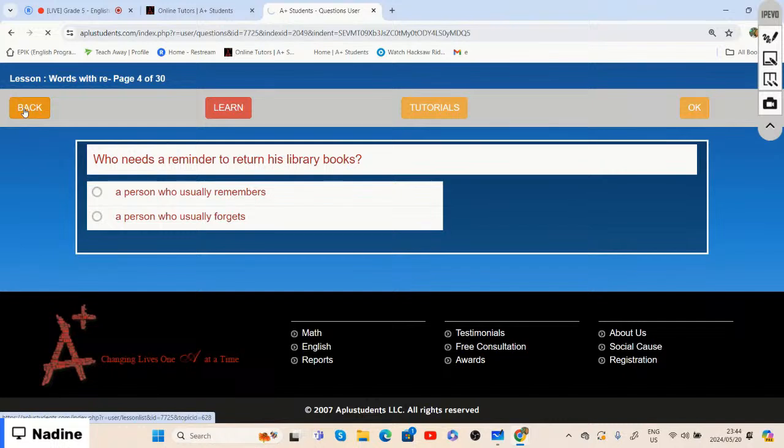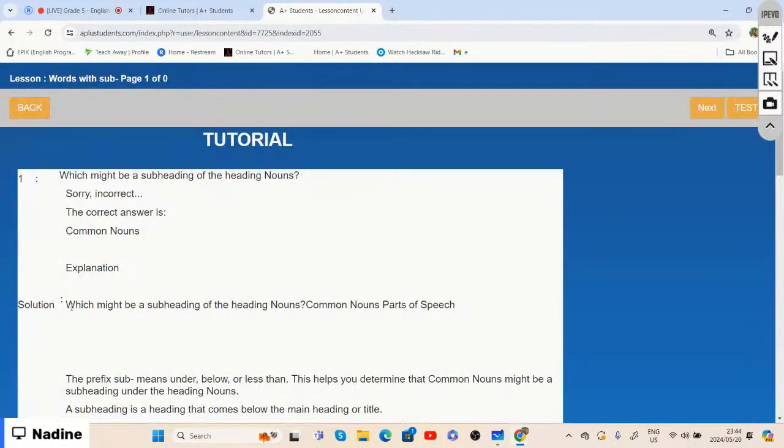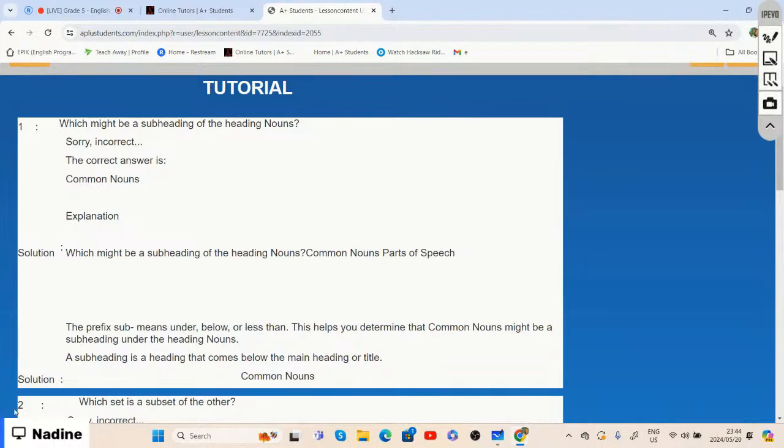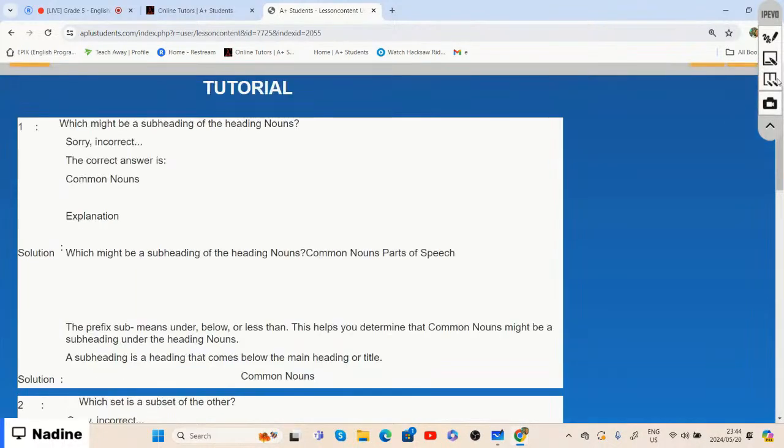All right, and then lastly, we're going to words with sub. And remember, we said words with sub either means below or it means under, right? Or it can mean less than.